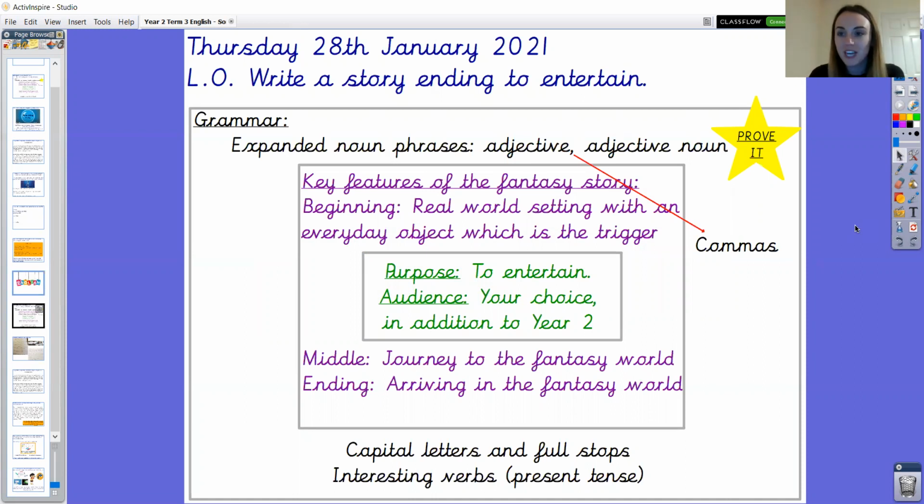So please pause the video here to write the date, Thursday the 28th of January 2021, and write the learning objective: write a story ending to entertain.